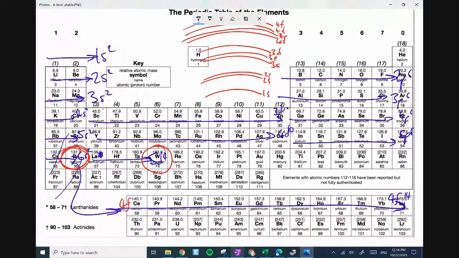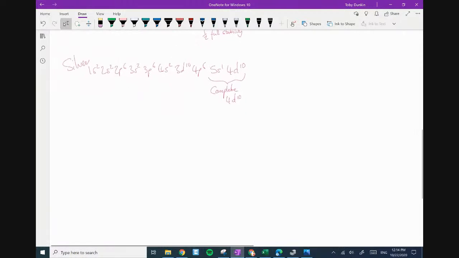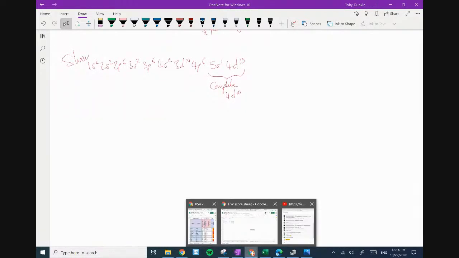Anyway, you do indeed get promotion. The 6s hops to the 5d. Yeah, it does actually do this, and I can prove this. Check this out. Let's prove this.